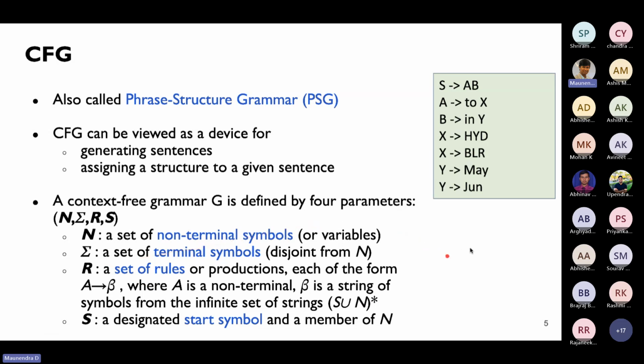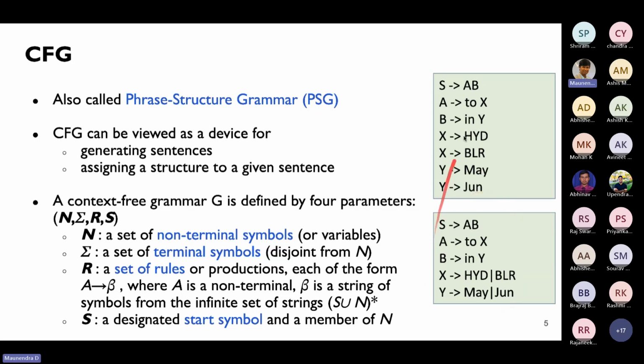And right now, if you look at this grammar, it can also be written in a compact form as S to AB. Okay, this is the first one. For A, we have only one rule. A gives rise to X. So that's what we see. Now B to Y. So that also we see here. And for X, we have two options, right? Hyderabad and Bangalore. So this can also be written in a compact form as Hyderabad or Bangalore. So X can expand into Hyderabad, X can expand into Bangalore also. Similarly, Y can expand into May or June, which can be written in this manner. Okay, so this is an example of a context-free grammar.